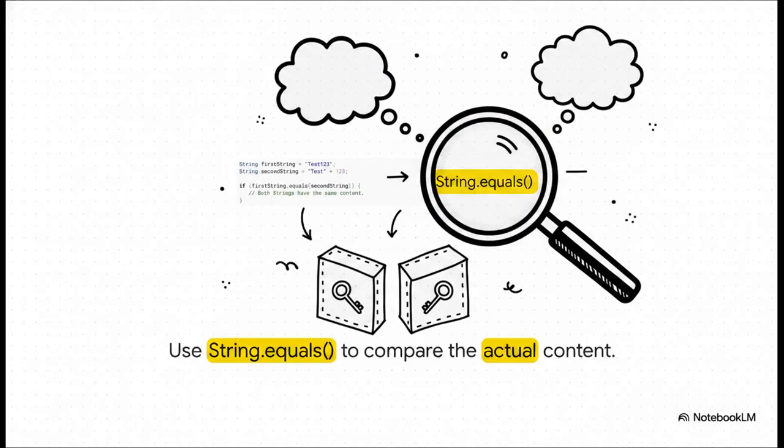To guarantee you're comparing the actual text value, the real content, you absolutely must use the dot equals method. When you compare two strings this way, the JVM actually looks inside the objects, reads the characters, and correctly tells you if the content matches.